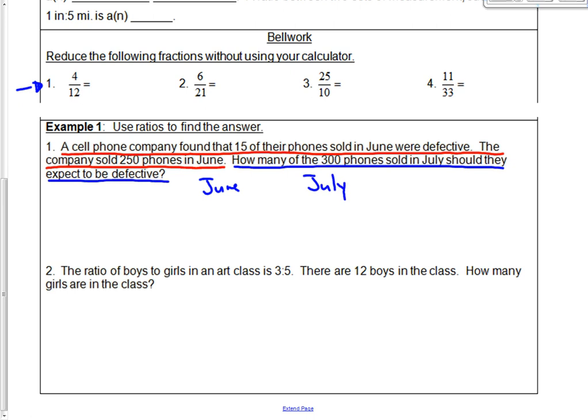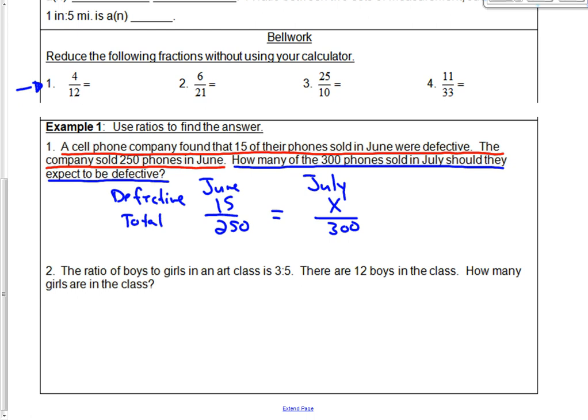All right, so they say in June, 15 out of their 250 phones were defective. So notice how I have this set up. This was the defective on top, and then this on the bottom was the total. All right, I have to set that up the exact same way for July. So they had 300 phones sold. We don't know how many are defective. All right, now we can put an equal sign between those, and we have a proportion here.